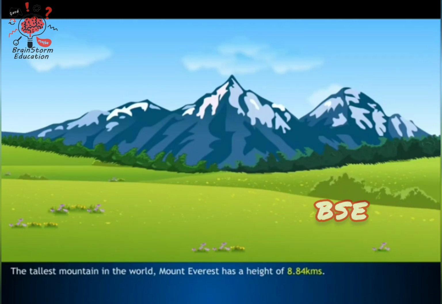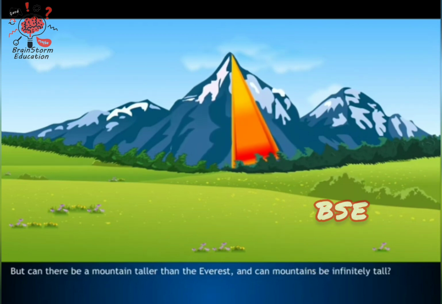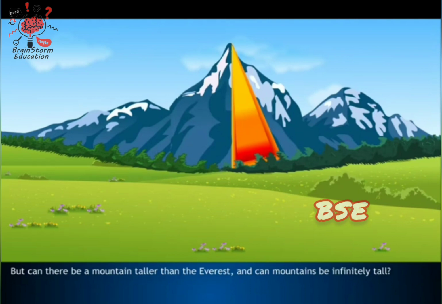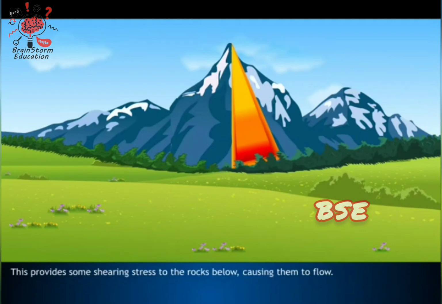The tallest mountain in the world, Mount Everest, has a height of 8.84 kilometers. But can there be a mountain taller than Everest? And can mountains be infinitely tall? Let us find out. The base of a mountain is not under uniform compression. This provides some shearing stress to the rocks below, causing them to flow.